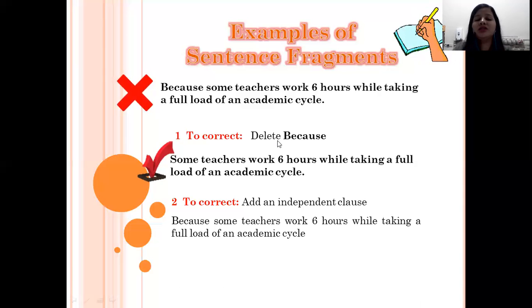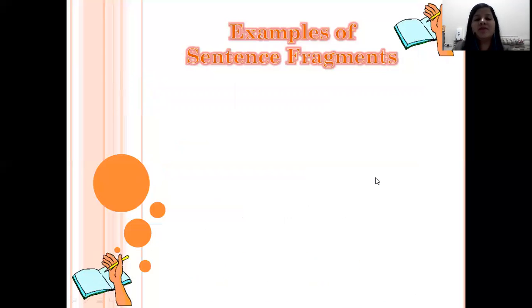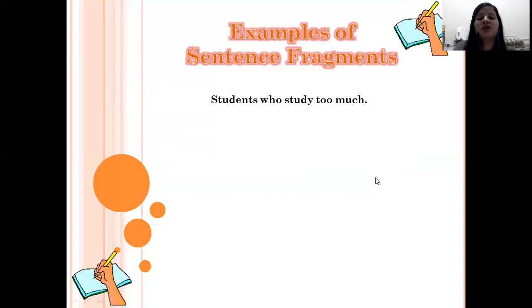Because it never finished. Okay. As a result, we have: because some teachers work 6 hours while taking a full load of an academic cycle, comma, they don't have free time. As you can see here, in this first topic, we have the mistake with the incorrect sentences and two examples with good grammar rules.